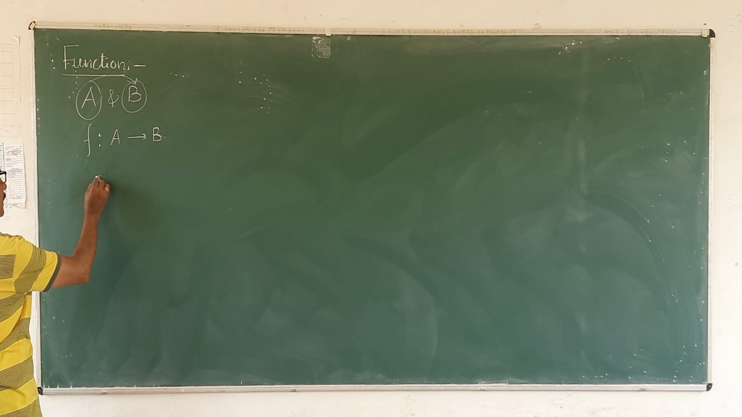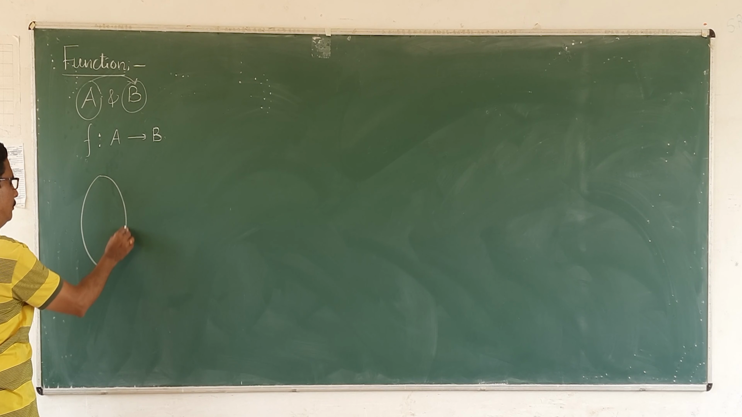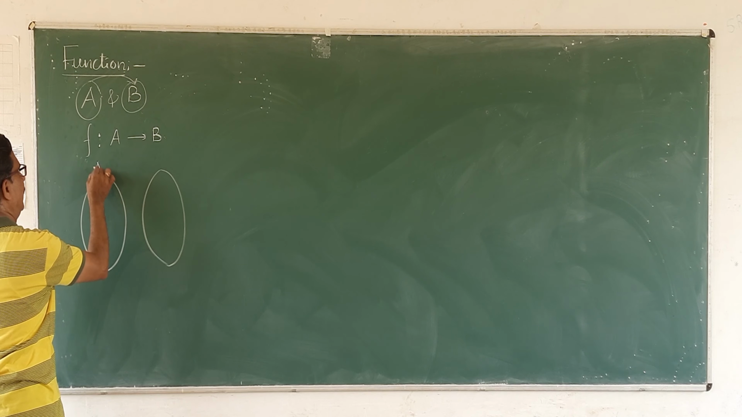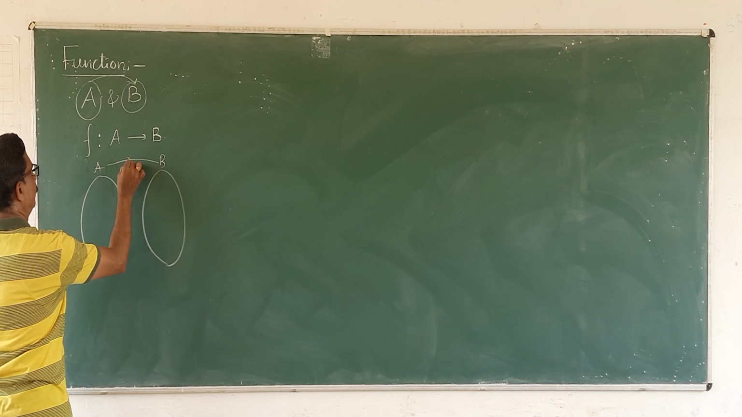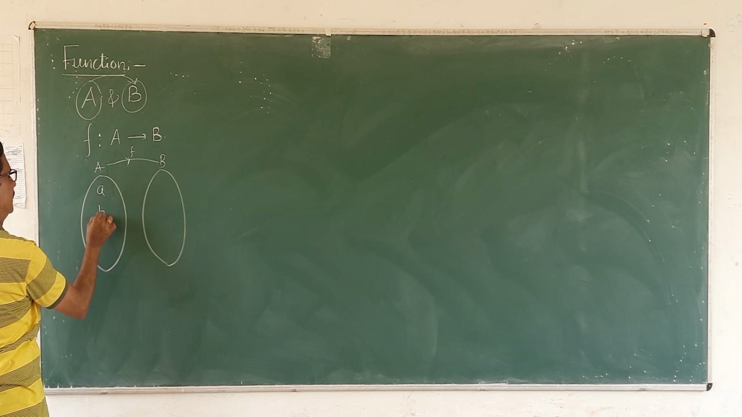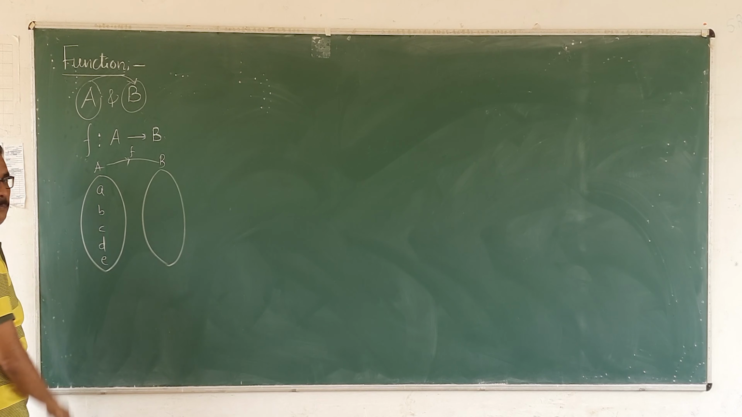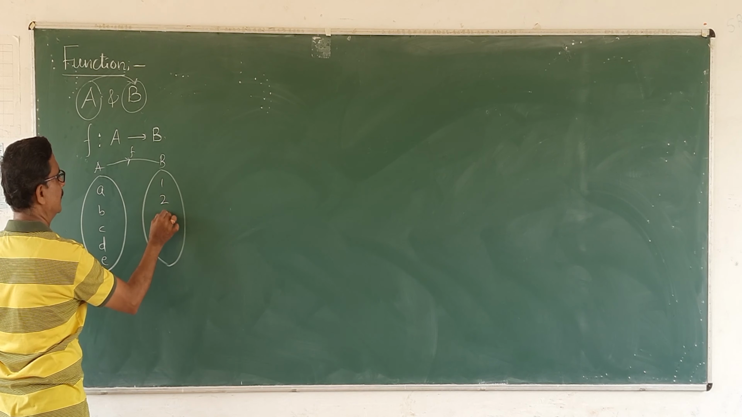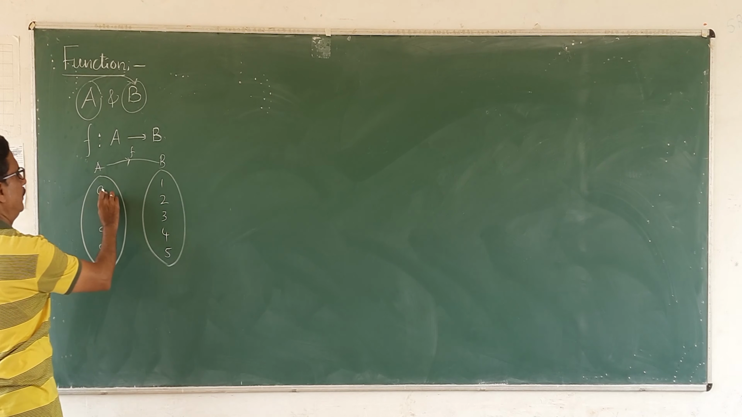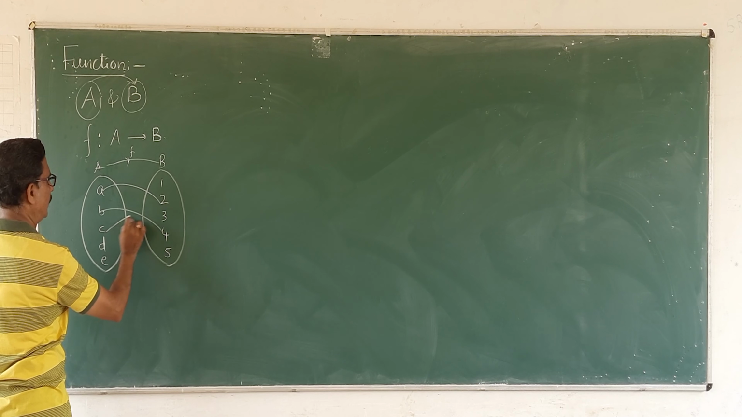Now for example, using a Venn diagram, look here. Consider two sets A and B. F is a function from A to B. Now here A is a set consisting of 5 elements: a, b, c, d, e. B is a set consisting of again 5 elements: 1, 2, 3, 4, 5. Now verify. Is it a function or not?